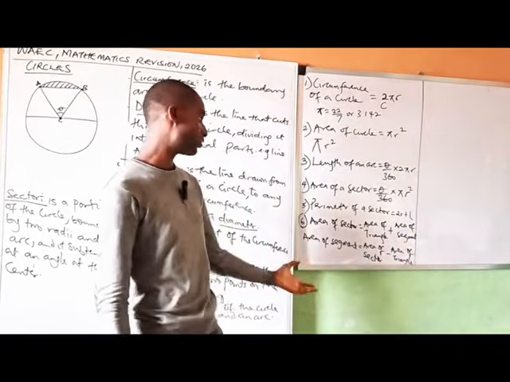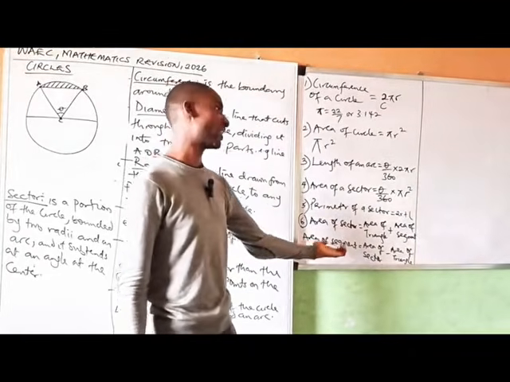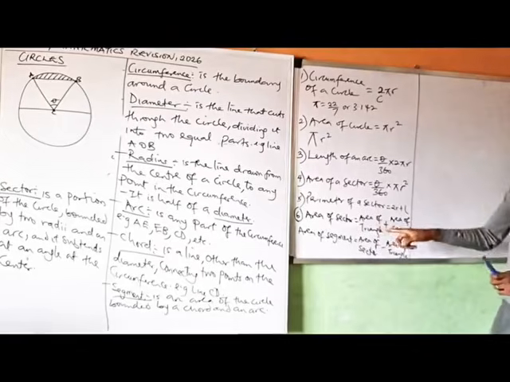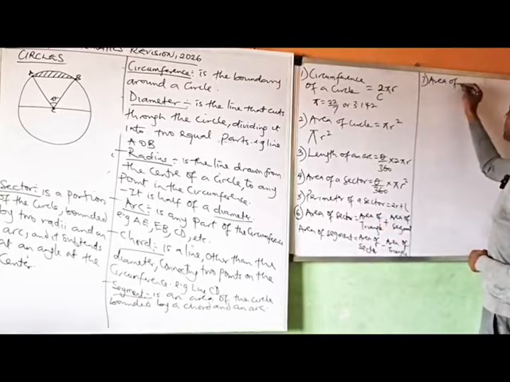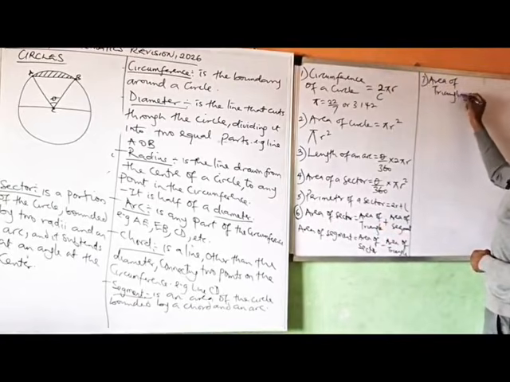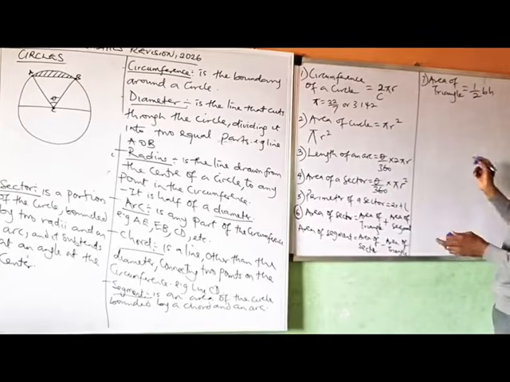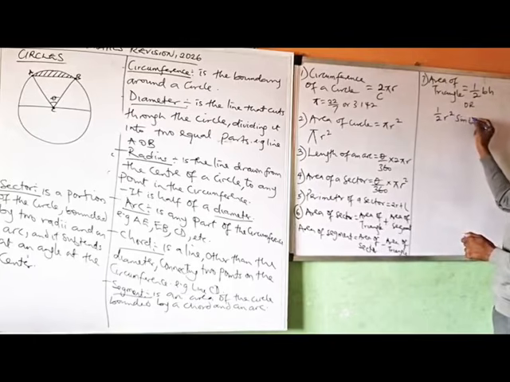So now, we have already discussed area of sector. Now we have the area of segment. So how do we get the area of a triangle in a circle? To get the area of the triangle, that's the seventh, area of triangle in a circle, you can use half base times height, which is the regular area of a triangle. You can also use half r squared sine theta.